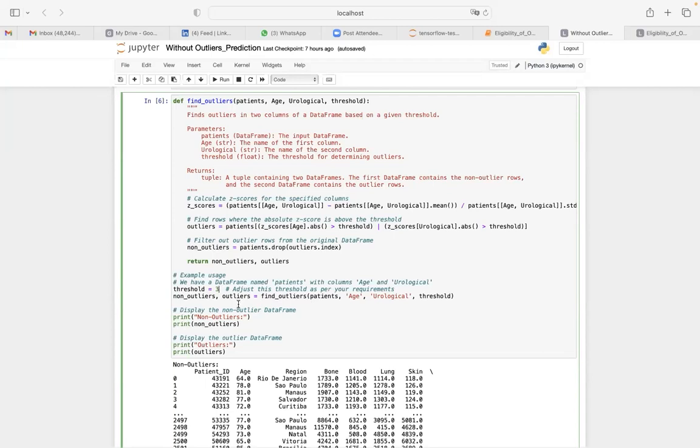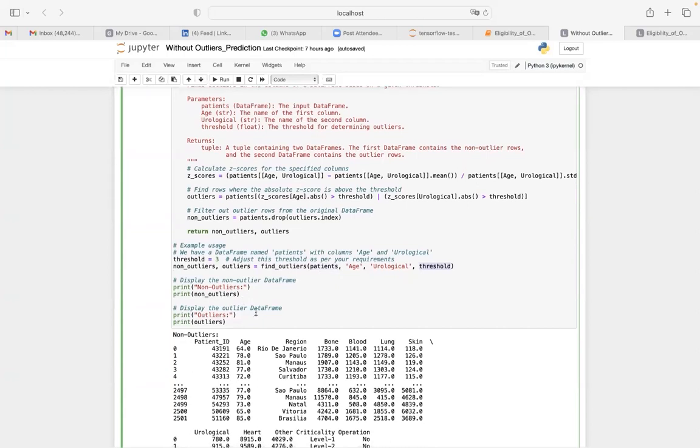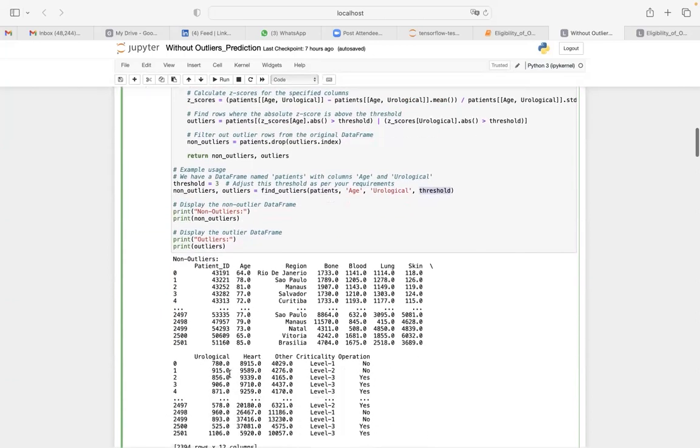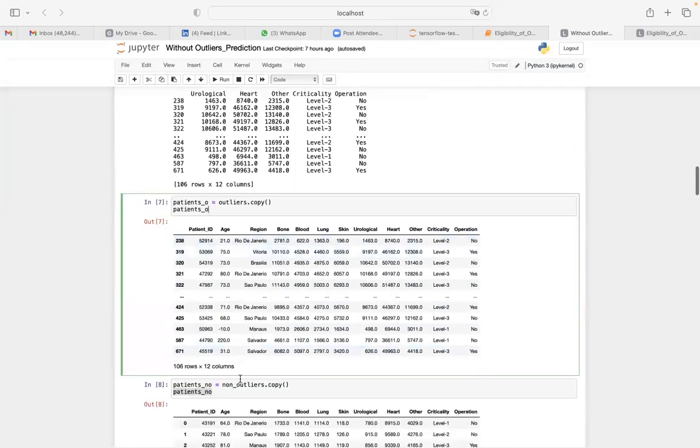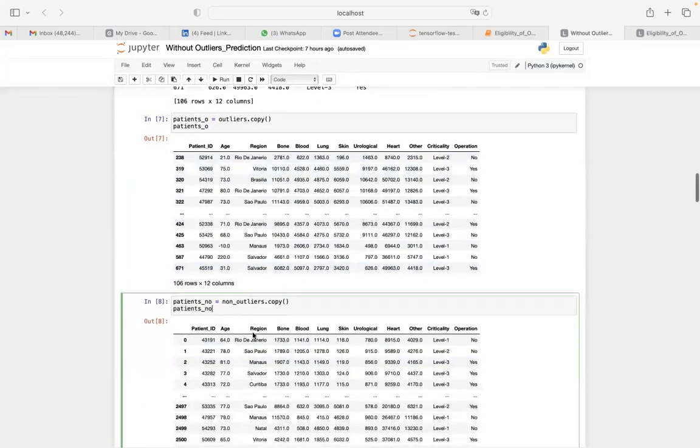Now I'm taking non-outliers and outliers both, calling the function find outliers and returning all the values. So the patient's data, the entire data frame, then age and urological we are passing, and the threshold value we defined is also passed to the function. Then we're just printing non-outliers and outliers. These are the non-outliers, these are the outliers. If you want to see it in a data frame, I've copied them as patients underscore O for outliers, and patients underscore non-O for non-outliers.